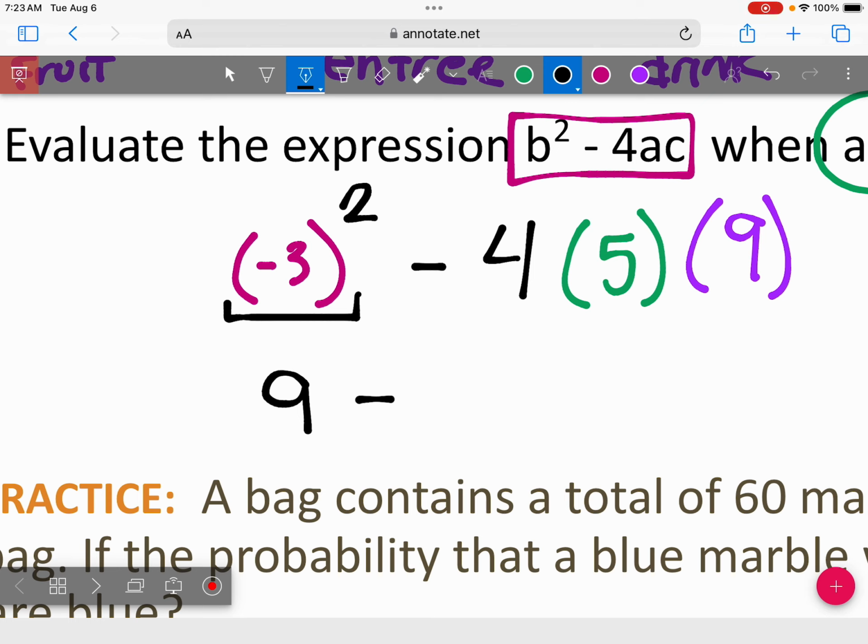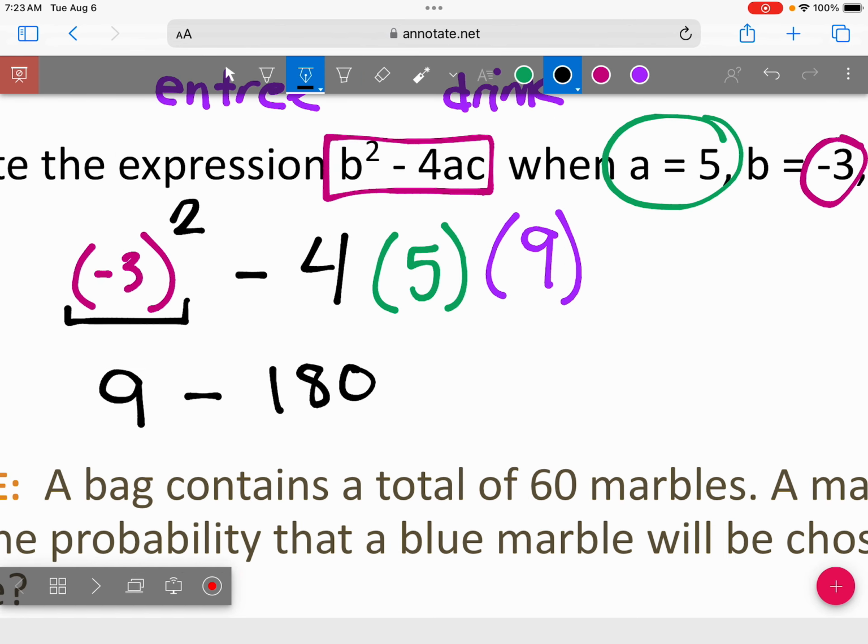And then we're going to subtract. We can do our multiplication here. 4 times 5 times 9. What do we get when we do 4 times 5 times 9? So what do we get when we take 9 minus 180? What's our final answer here? -171.